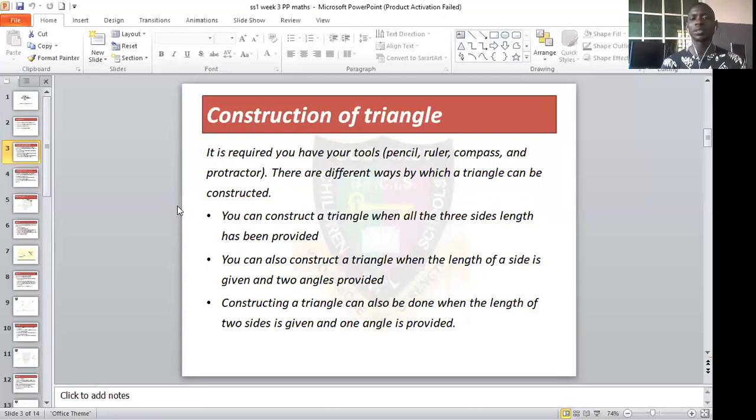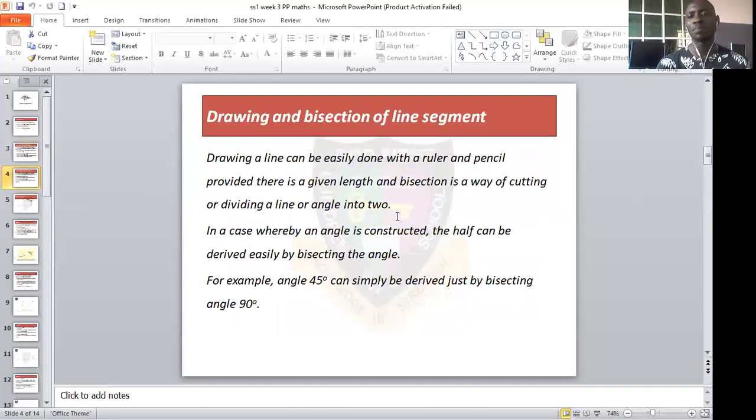So you have to construct. Constructing a triangle can also be done when the length of 2 sides and 1 angle are given. So I will take you through construction of angles now. I believe you know how to draw a line with your ruler. So, drawing and bisection of a line segment.